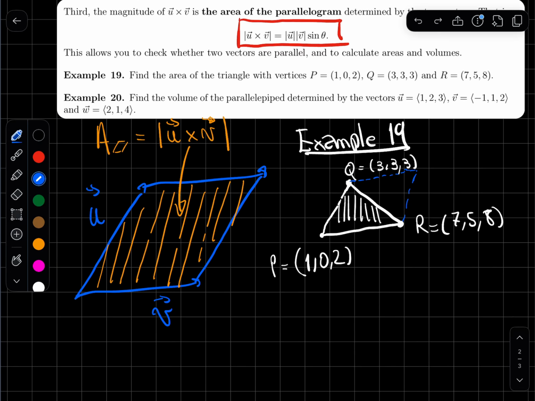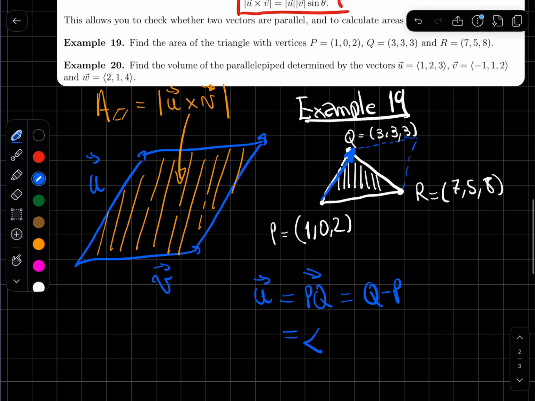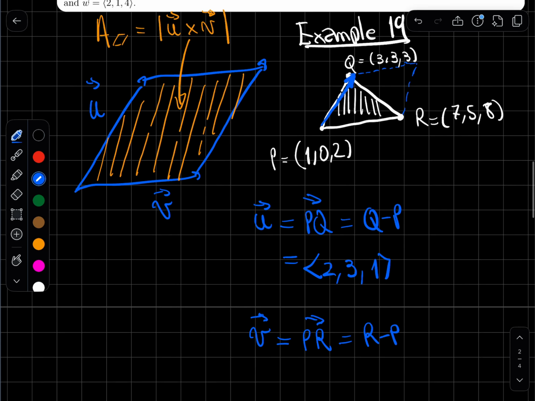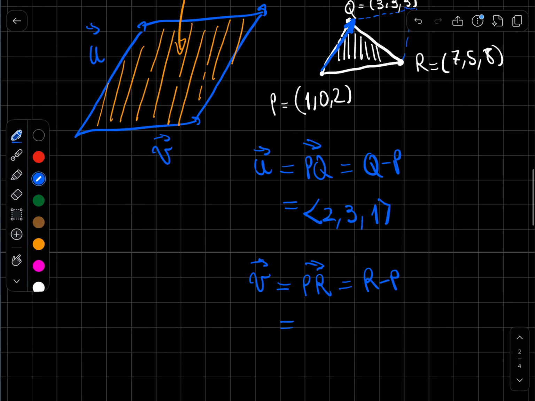And to find the parallelogram, you need vectors, which you don't quite have yet. So your vector U will be vector PQ, so it's Q minus P. So I have to do 3, 3, 3 minus 1, 0, 2. So it's 2, 3, 1. And then vector V will be vector PR, which is R minus P. So it will be 7, 5, 8 minus 1, 0, 2, which is 6, 5, 6.